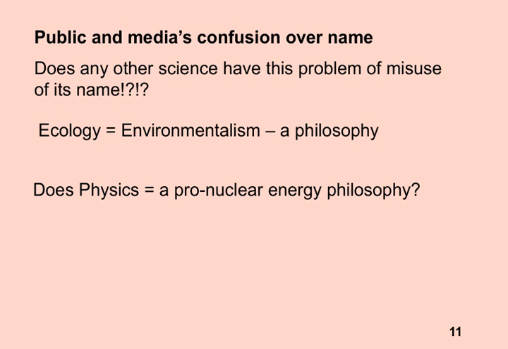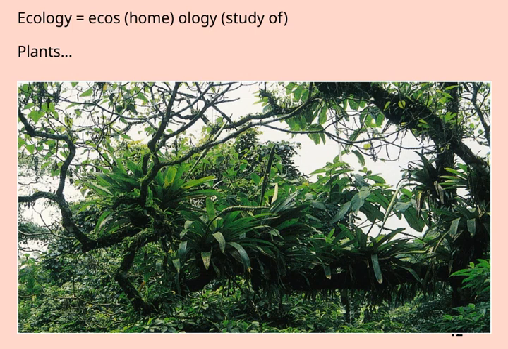Throughout this presentation, I want us to keep in mind how important clear understanding is, especially when it comes to these core concepts that influence public perception and policy. Let's take a moment to understand what the word ecology really means. It comes from the Greek words ekos, which means home, and ology, meaning the study of. So ecology is essentially the study of our home, Earth, and all the living things that share it.